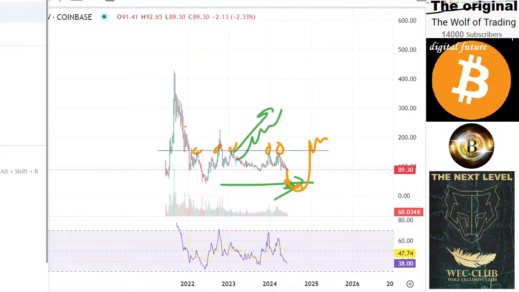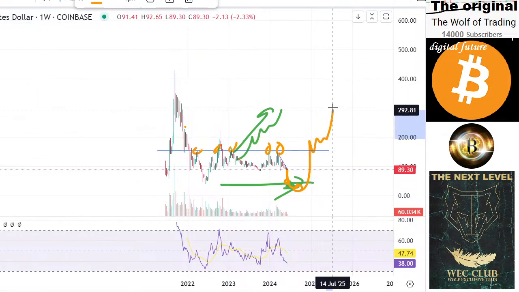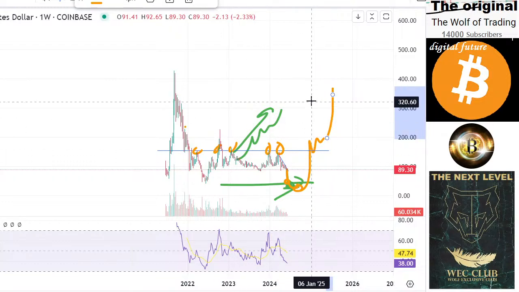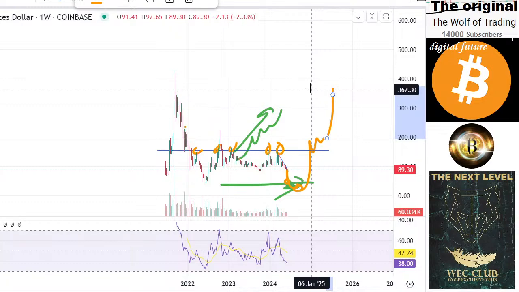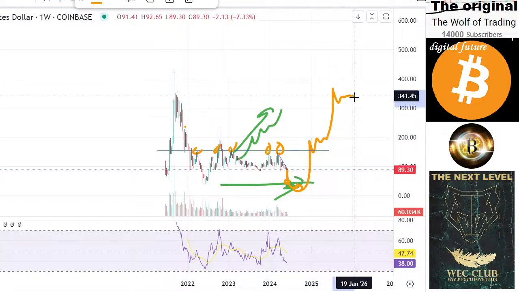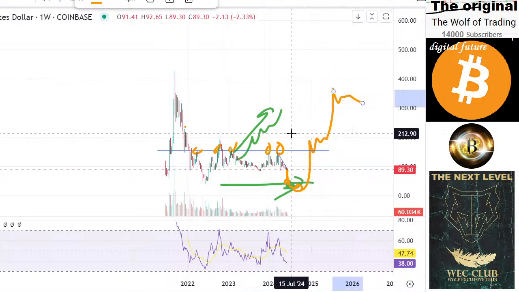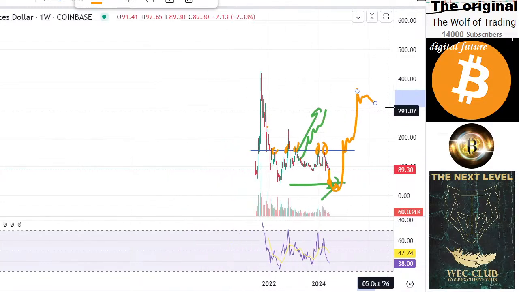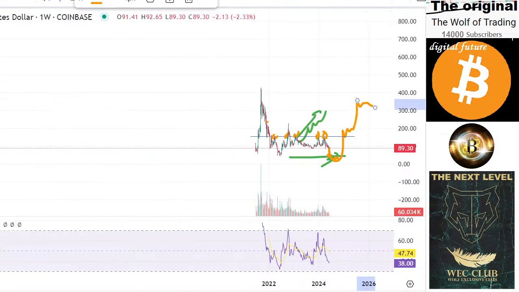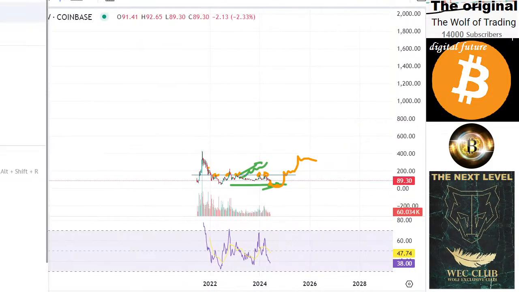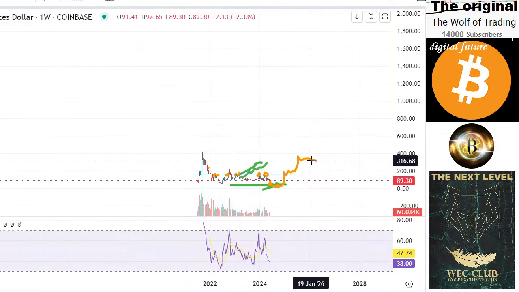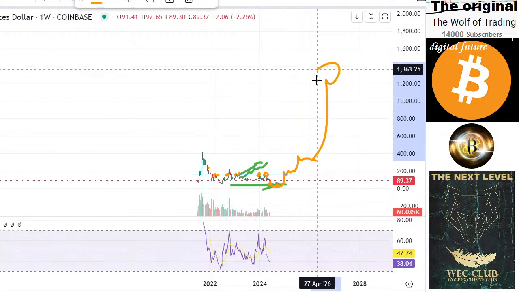Look here. We can go here to high levels. We have this form here, and the next test is on these levels. Do you see this? And then if we're talking about the bull run, then I see prices in the direction of, let me look, 1,200 or 1,400.